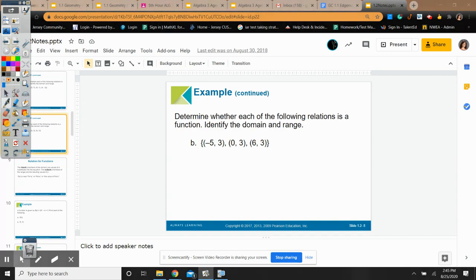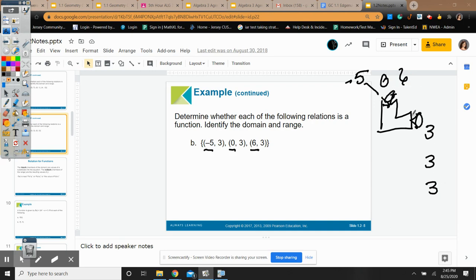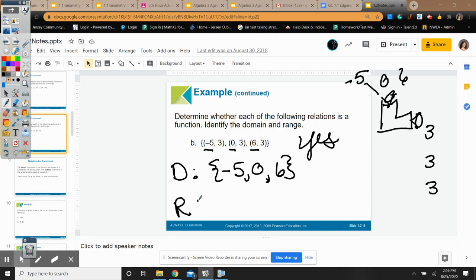Is this a function? -5, 0, and 6. Yep, none of them repeat. The -5 shoots out a 3. The 0 shoots out a 3. And the 6 shoots out a 3. That's okay. Actually, I can tell what this function is even doing. This function is turning everything into 3s. And that's fine because it is predictable. So it is a function. The domain is -5, 0, and 6. And the range is really small this time. It's just the one element, or 3.